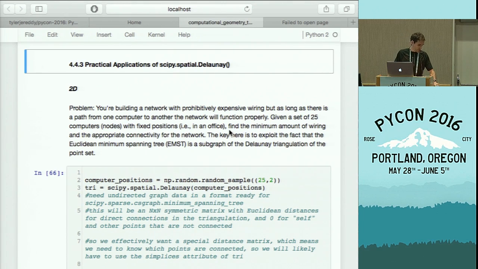So we still have about 15 minutes before the break. So if there's no further questions, let's jump into at least a two-dimensional example of scipy.spatial Delaunay.